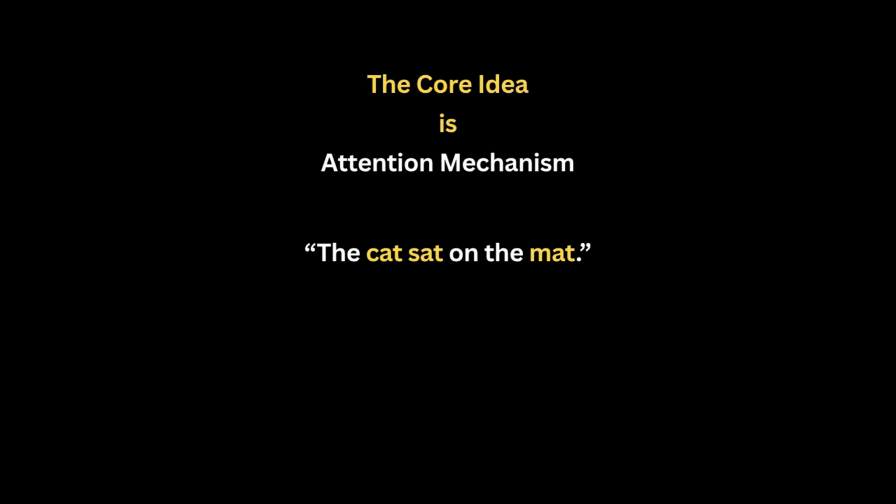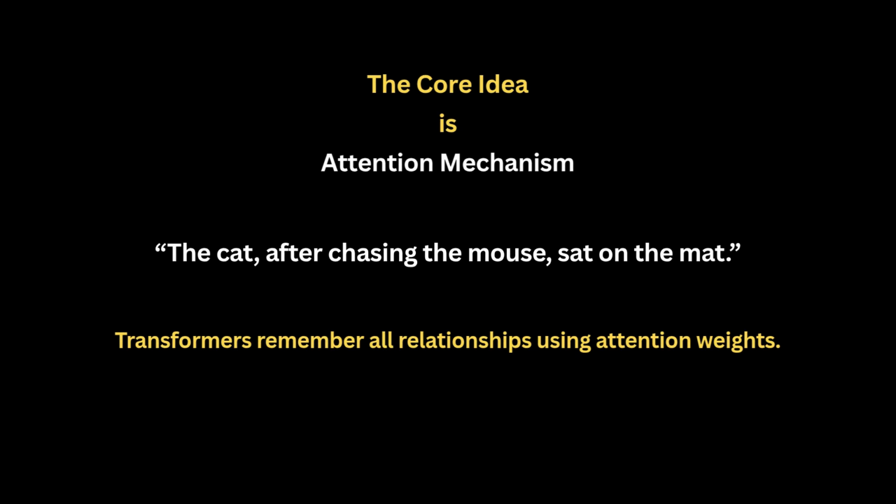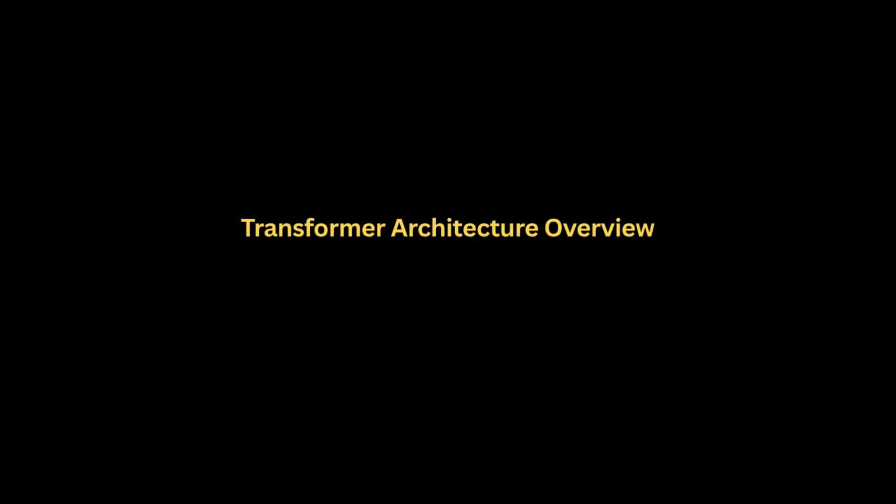Now if we change this to another example, like "the cat, after chasing the mouse, sat on the mat", the transformer still knows "cat sat", even though the distance between them is very long. Earlier, in "the cat sat on the mat", the distance between the words was very short, but now the distance from "cat" to "sat" is huge, and the transformer still remembers that the cat sat. So to conclude, transformers remember all relationships using attention weights. They use the self-attention mechanism.